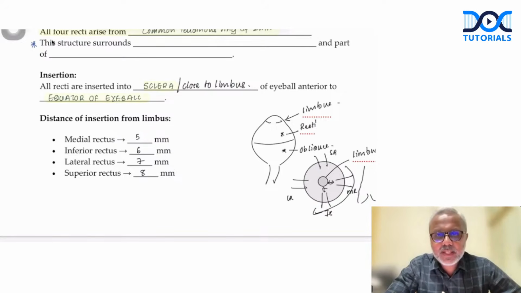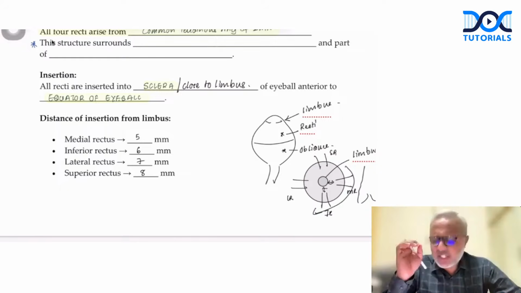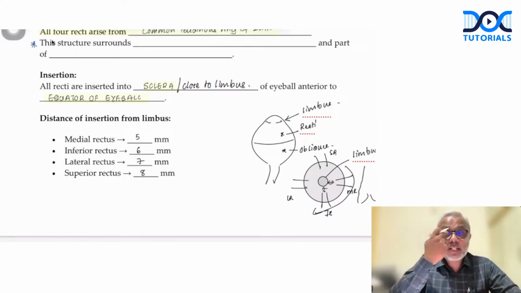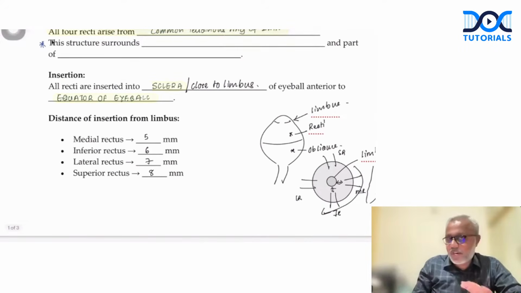Can you remember this? This is how we have the attachment of recti in front of the equator at a standard distance from the sclerocorneal junction. So remember, medial rectus at 5 millimeters, inferior 6, lateral 7, superior 8. So we are going in the clockwise direction. This is regarding the attachment of recti.